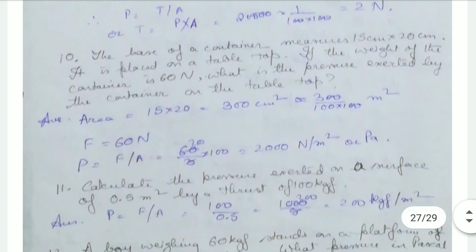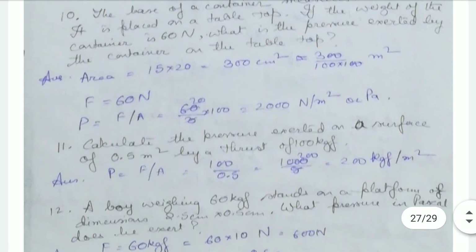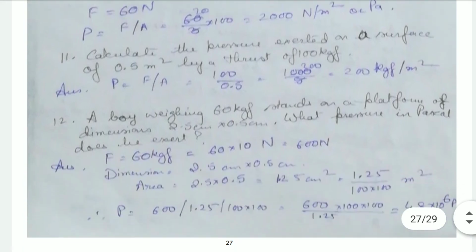The base of the container measures 15 centimeters into 20 centimeters. It is placed on a tabletop. If the weight of the container is 60 Newton, what is the pressure exerted by the container on the tabletop? Again, see, area is given in centimeter square. We need to convert it into meter square. And the force is given as 60 newtons, and therefore the pressure will be equal to 2000 Newton per meter square or 2000 pascals.